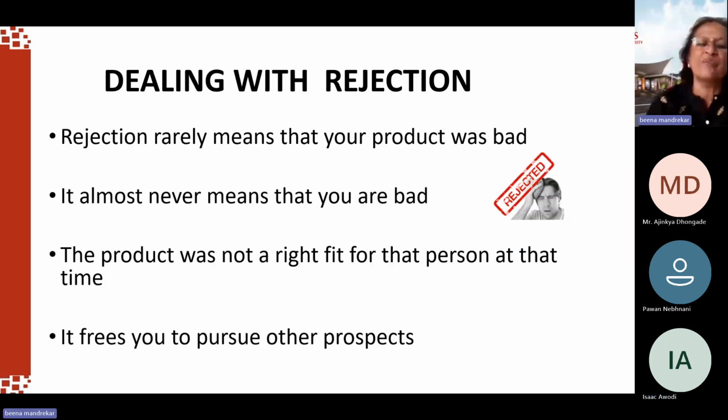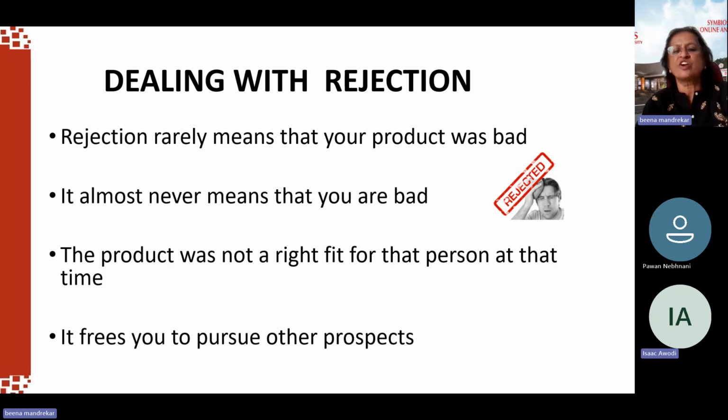It really means that the product was not right. It almost never means that you are bad. The product was not a right fit for that person at that time, and it frees you to pursue other prospects. Please remember that the product was not the right thing for him and it was not the right time. That is why he said no. Always go with this conviction. So you leave him, go to the next and the next.